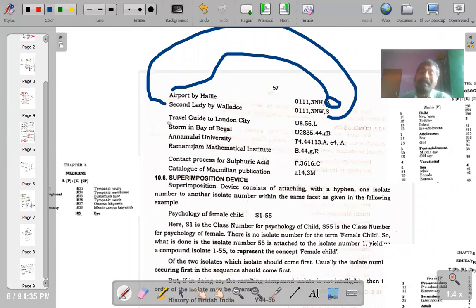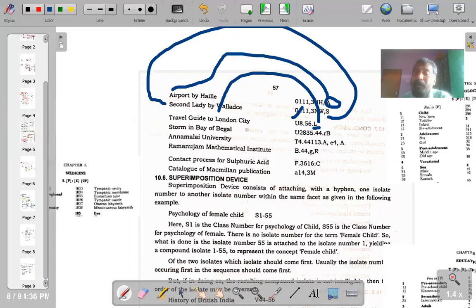For example, a travel guide to London city. What is the number for a travel guide? U8 is a travel guide. Point 56 stands for England. But this guide is about London city. So what you can do is make use of L. L means the first letter of London. In order to mention that this book is about London city, you can make use of the alphabet L to denote London. That is our alphabetical device.